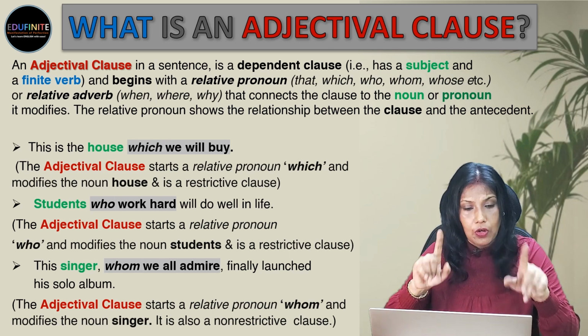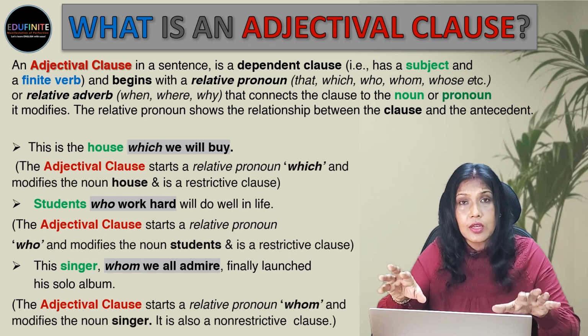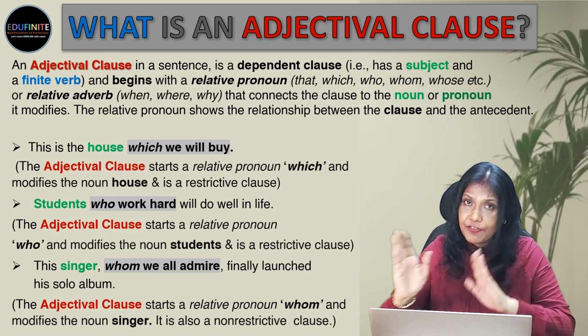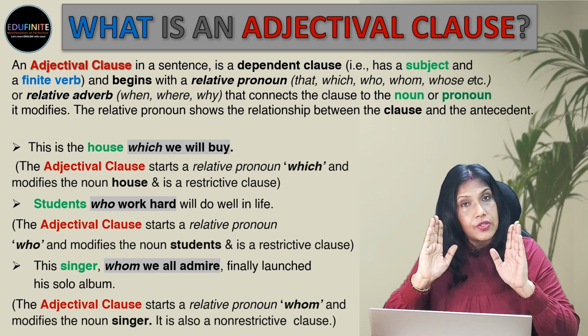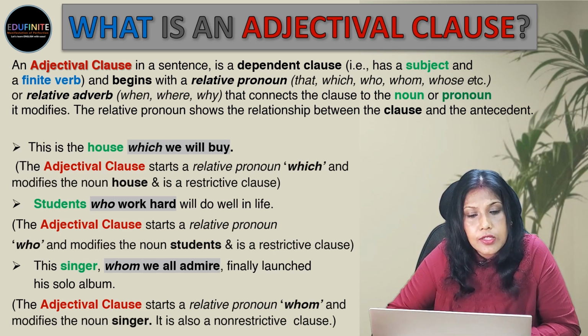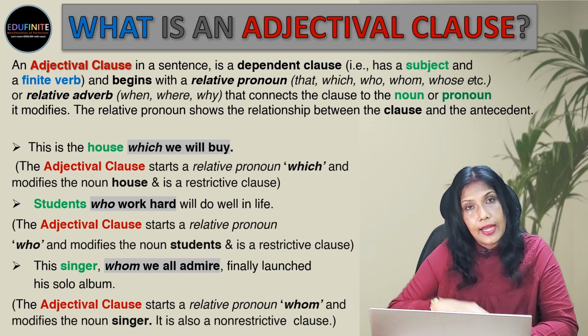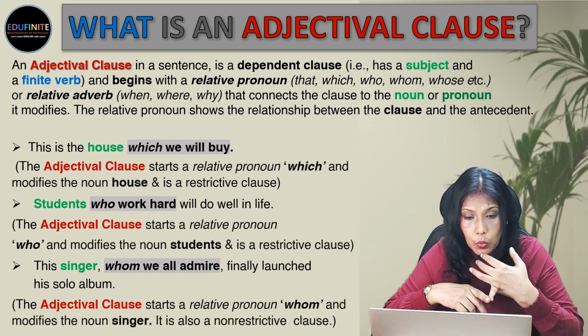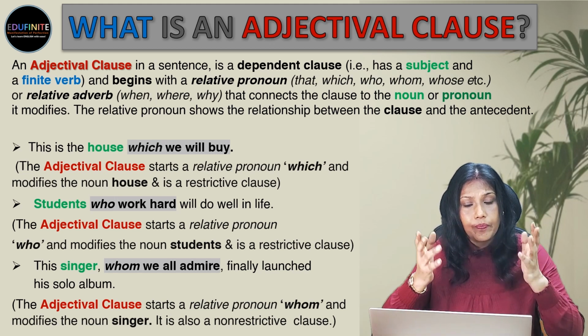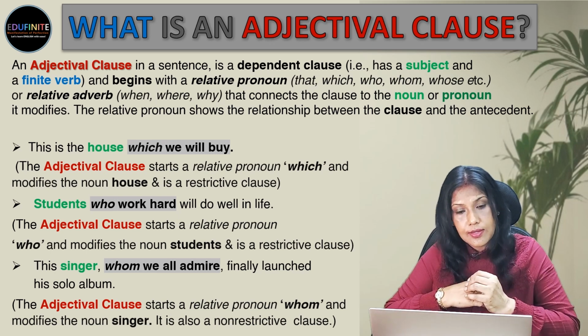So this type of adjectival clause, which, if left out, still makes sense, is called a non-restrictive clause. So here also we see this whom we all admire is an adjectival clause because it begins with the relative pronoun whom and it modifies the noun singer.